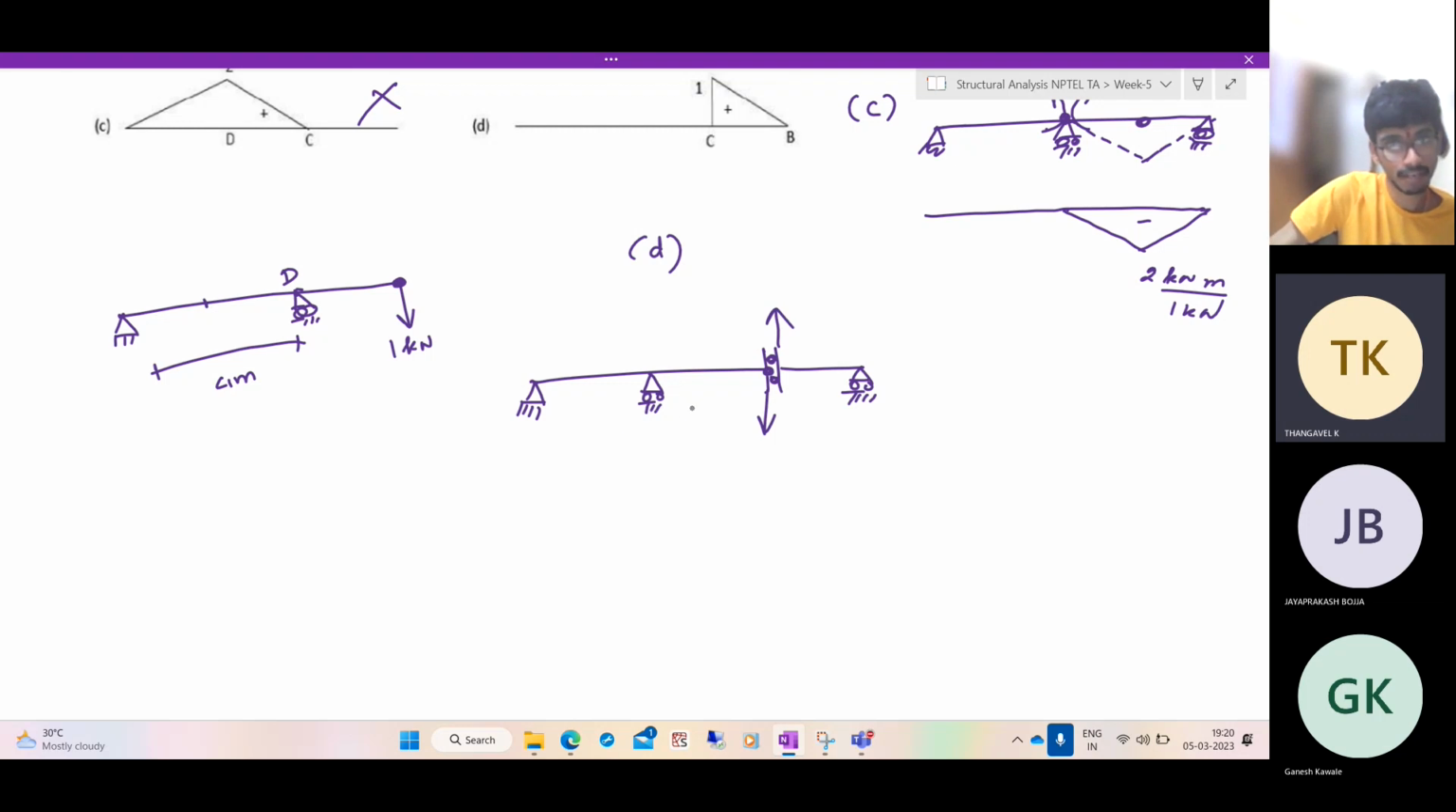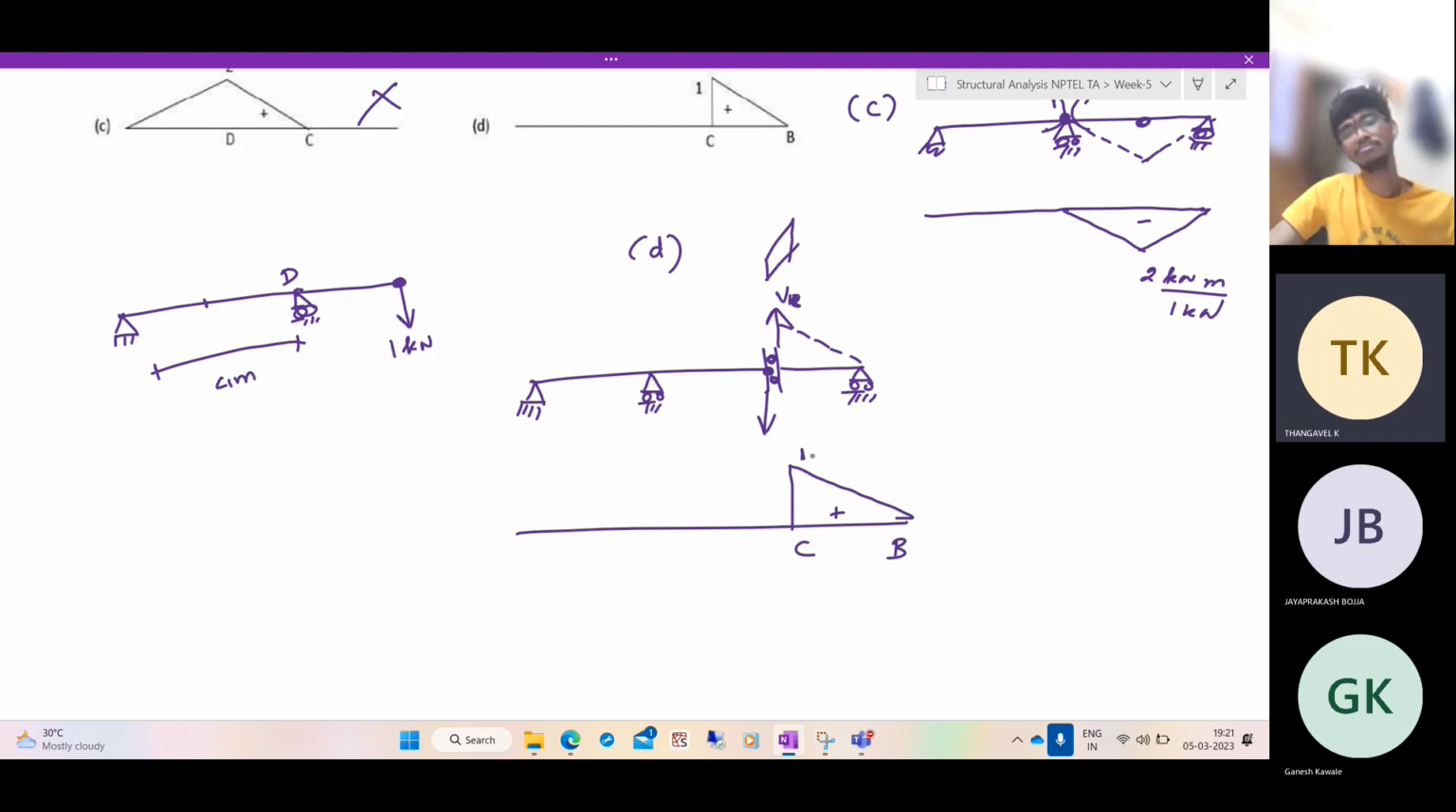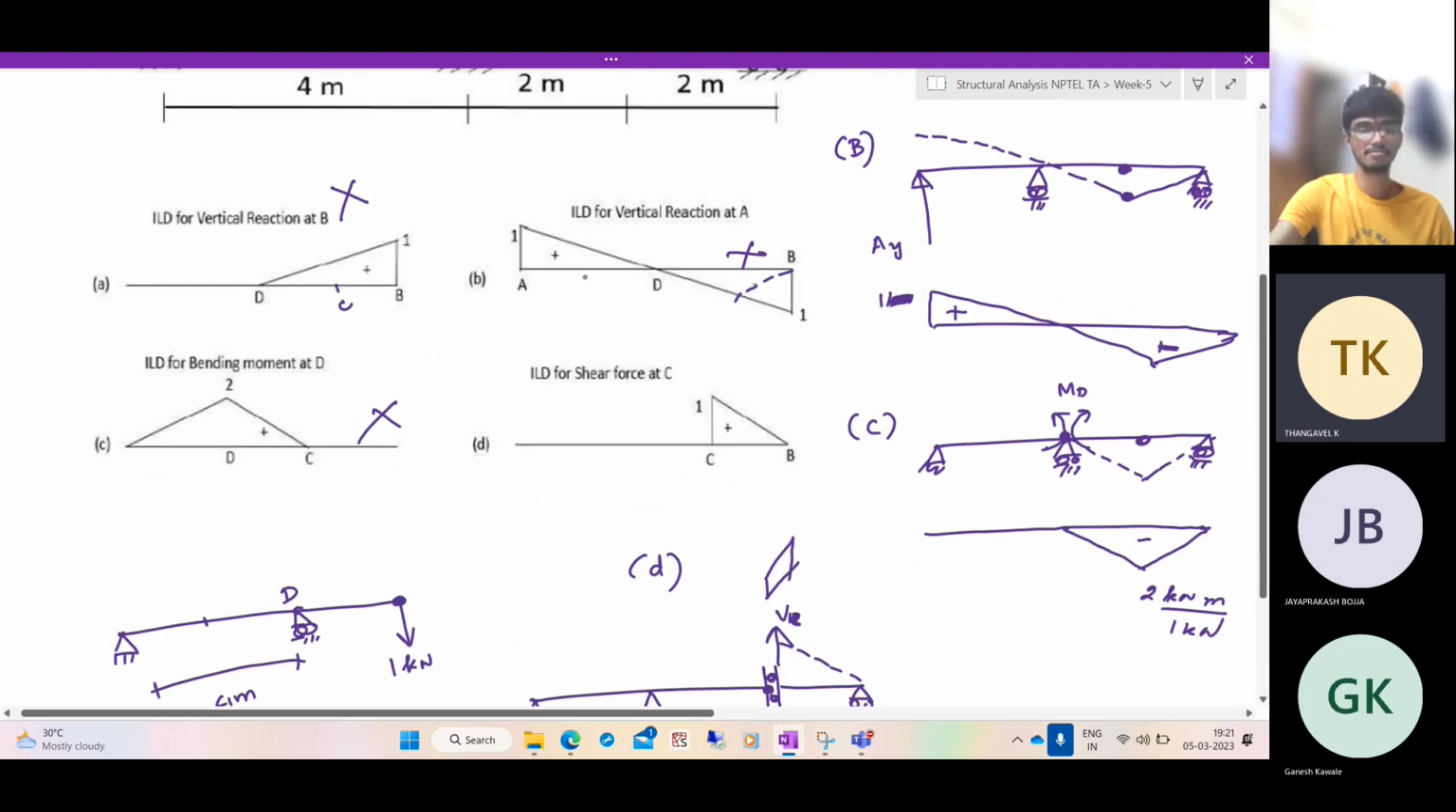Will the left side part deform at all? No, because it's a relative shear that we are applying. So something like this will happen in the intermediate. So left will remain as it is, this will go up. So deformed shape will be something like this. VC. So the ILD is how much? 1. So this is the right answer. Option D is the right answer.